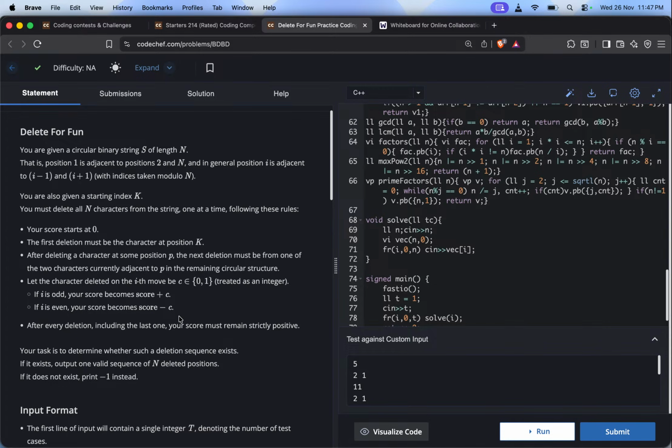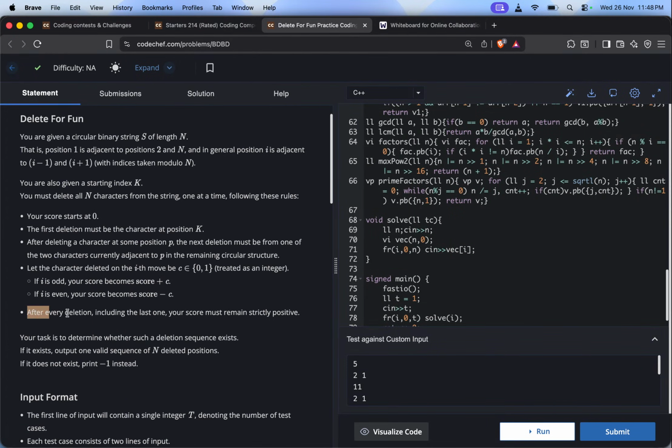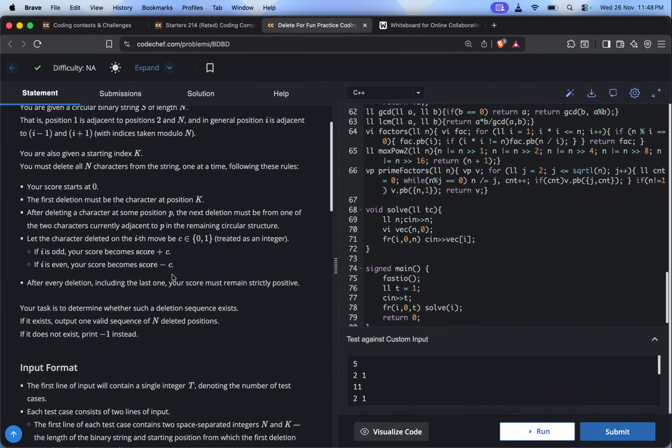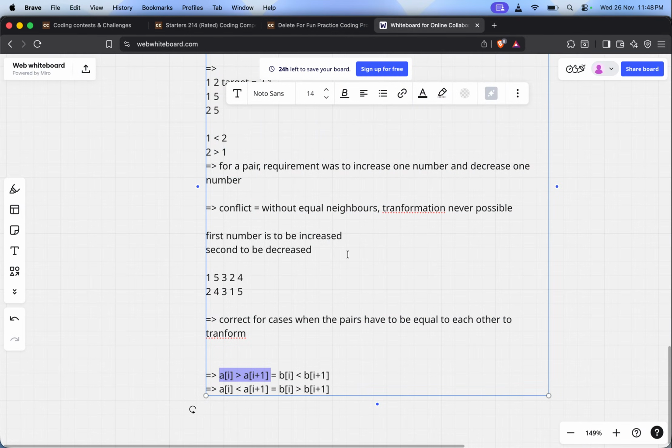Let the character deleted on the ith move be c. If i is odd, that is, we have performed an odd number of operations, then add c to our score, else subtract c. For every deletion, including the last one, your score must remain strictly positive. So let's understand the problem in detail.